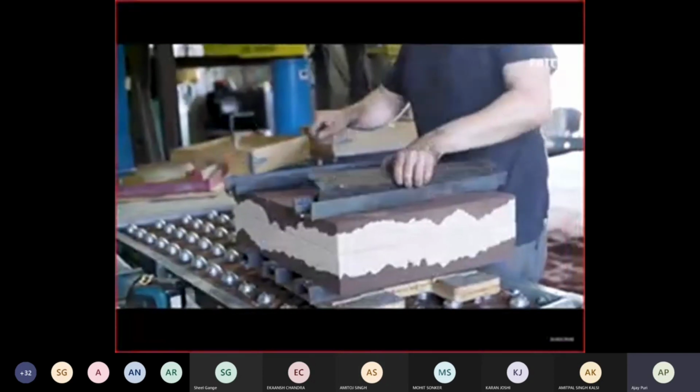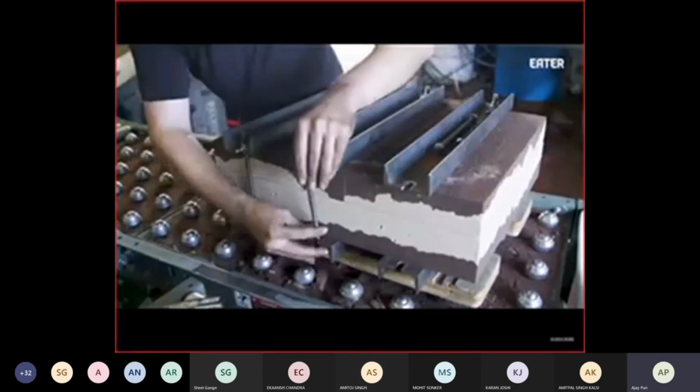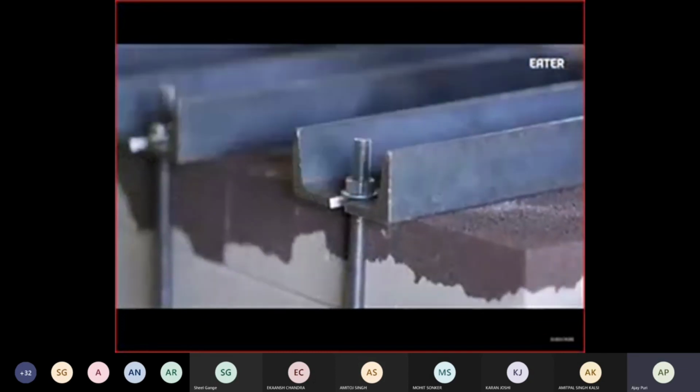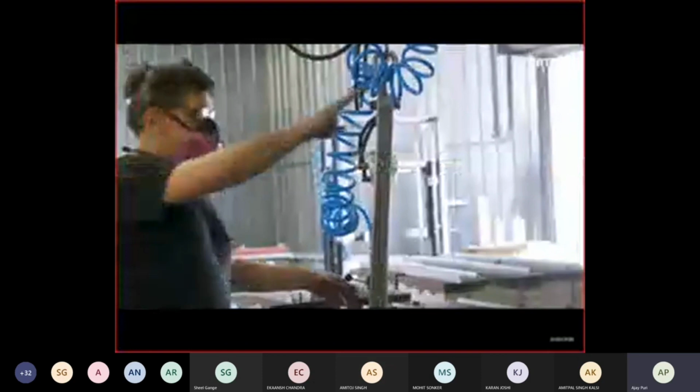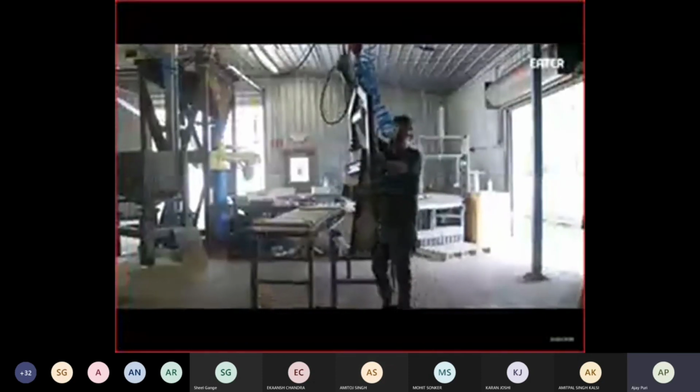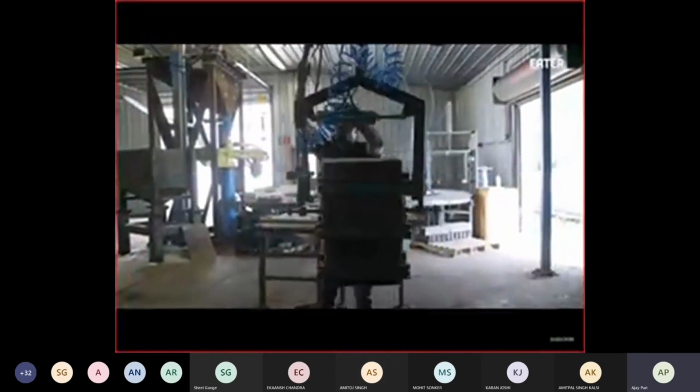Being in control of the whole process and doing it at a really small scale, we don't have to compromise on those things. We can make exactly the piece that we want to make. It adds labor and it adds time, but I think that we get the result that we want in the end.